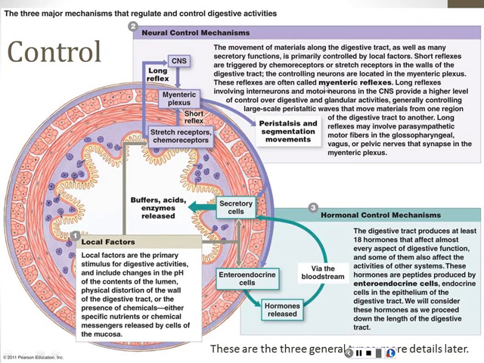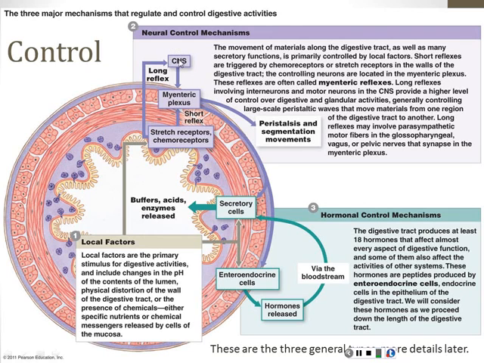So we would call those the myenteric reflexes. So when we talked about the autonomic nervous system last semester, we talked about how there's the sympathetic, the parasympathetic, and then the enteric. The enteric nervous system is the nervous system of the GI tract that allows that system to sort of control itself. Now, for big things and big control, the brain can still be involved.